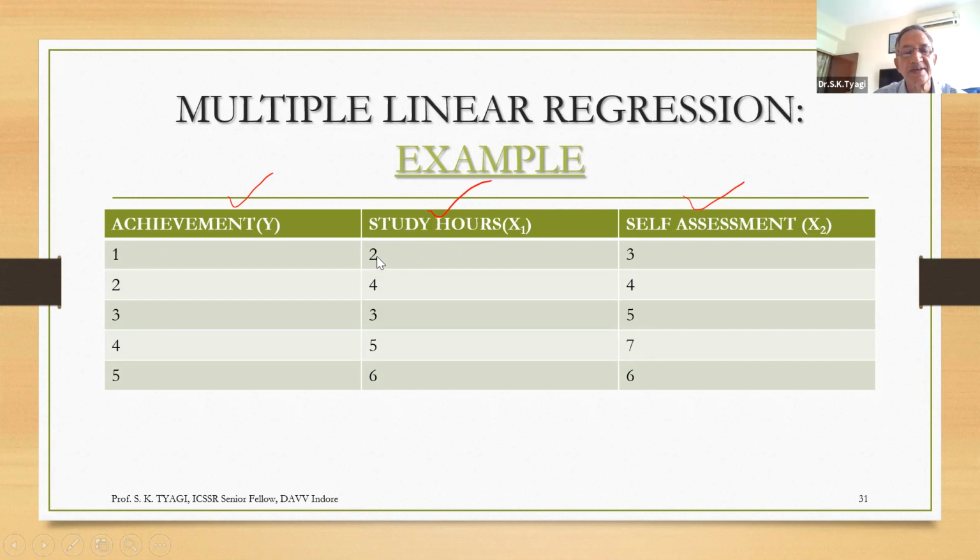This person is studying 2 hours per day, 4 hours per day, 3 hours per day, 5 hours per day, 6 hours per day, and self-assessment. How did they assess themselves? In a test of 10 marks, they assessed themselves 3, 4, 5, 6, 7. Now this is a situation for multiple linear regression because there are two independent variables.